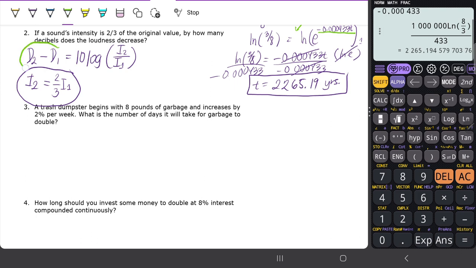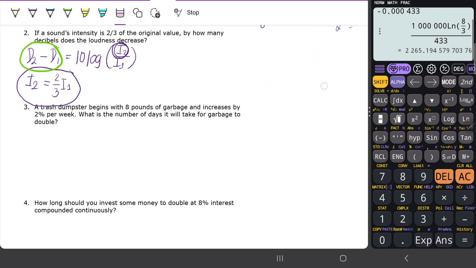So, hinahanap natin ito, D2 minus D1. Okay? So, i-plug lang natin yung ating given dito sa ating formula. Okay? So, itong I2, papalitan natin ng 2/3 I1. Okay? So, if we do that, let me erase some of this portion para may pagsulatan. Okay? So, if we do that, D2 minus D1, yan yung hinahanap, equals 10 times log of I2, pero si I2 is 2/3 of I1. Okay?